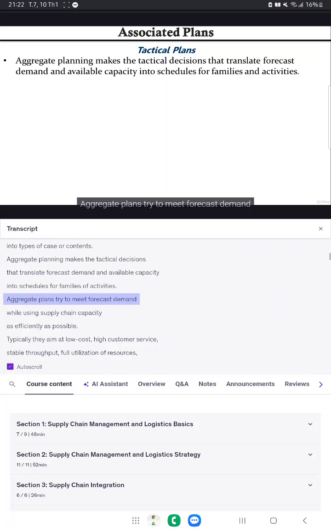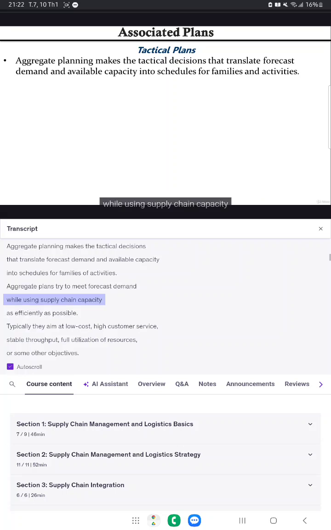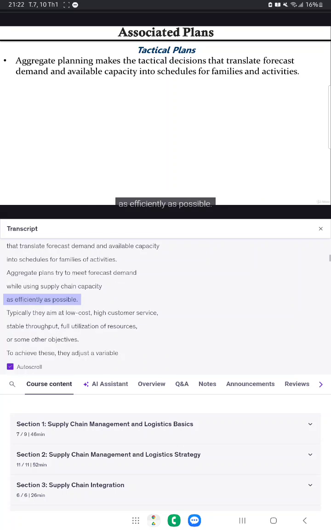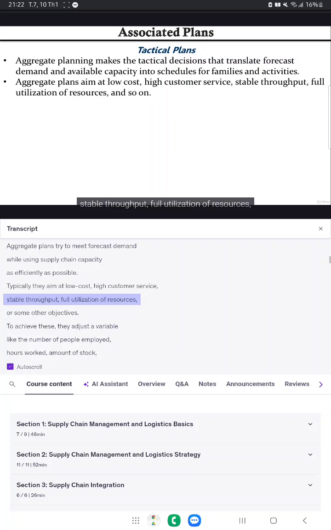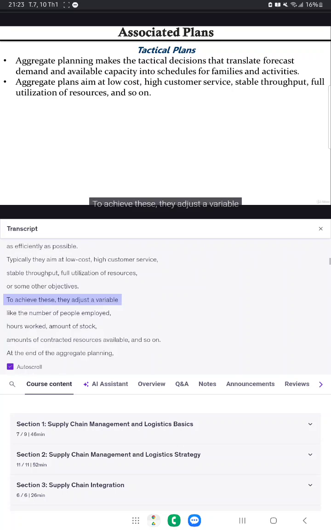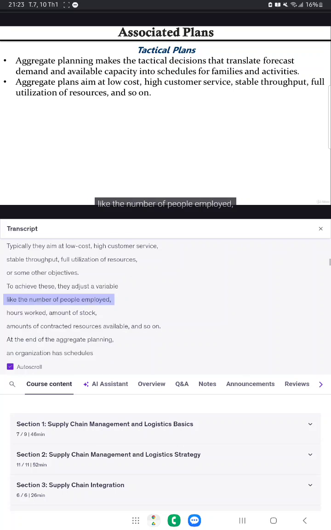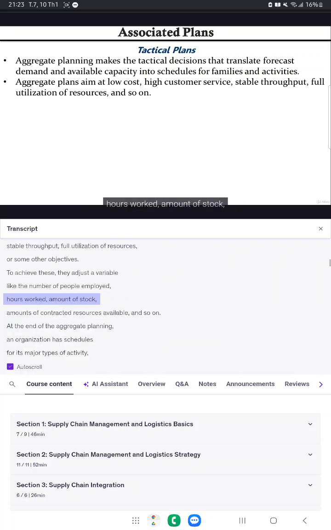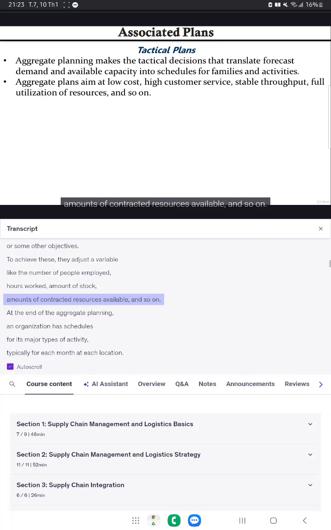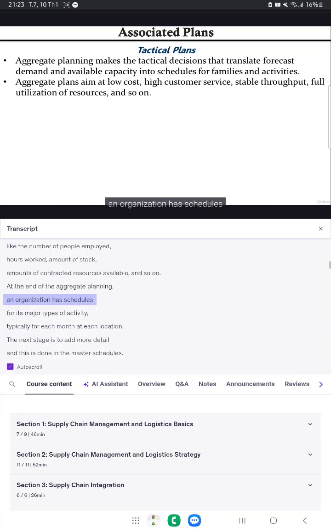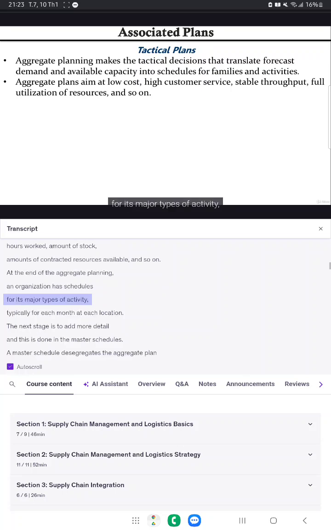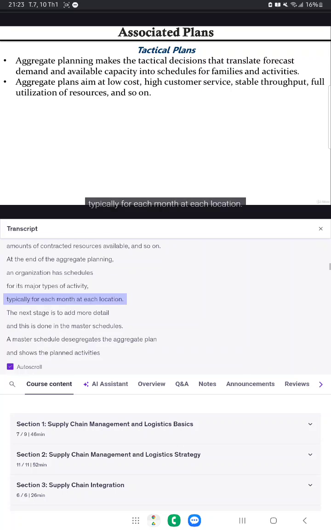Aggregate plans try to meet forecast demand while using supply chain capacity as efficiently as possible. Typically, they aim at low costs, high customer service, stable throughput, full utilization of resources, or some other objectives. To achieve these, they adjust a variable like the number of people employed, hours worked, amount of stock, amount subcontracted, resources available, and so on. At the end of the aggregate planning, an organization has schedules for its major types of activity, typically for each month at each location.